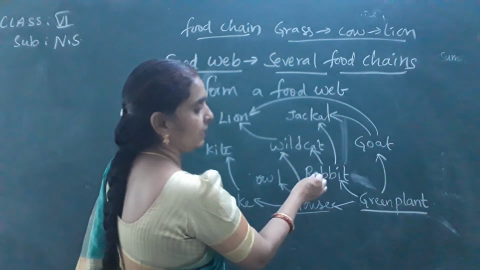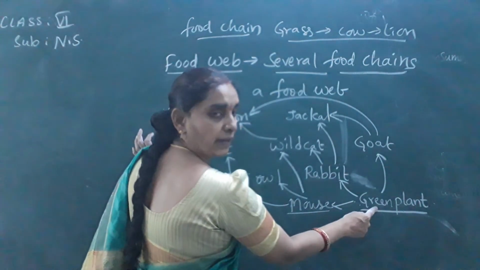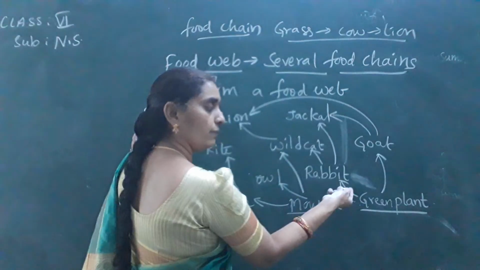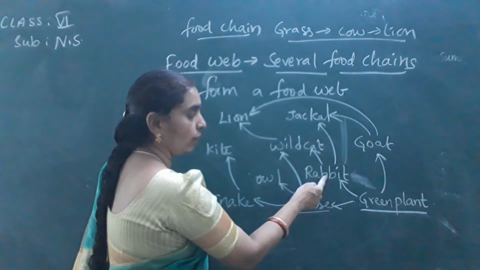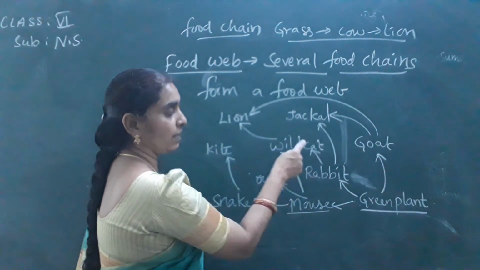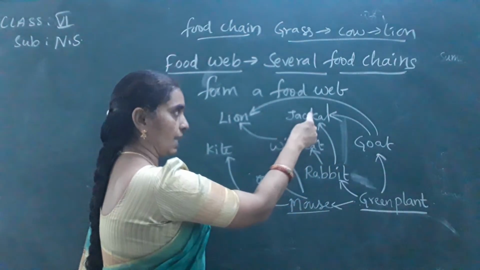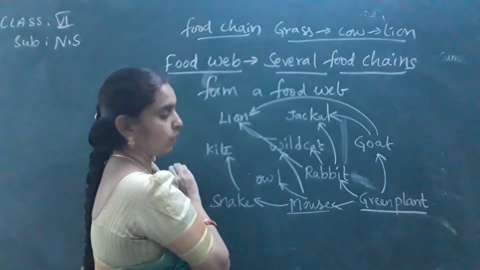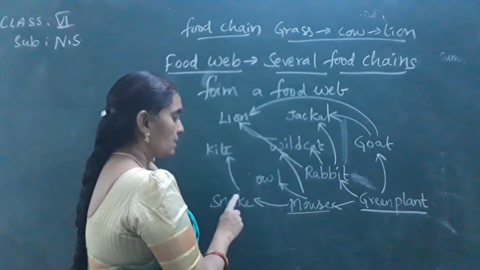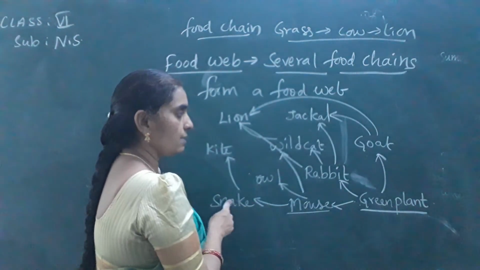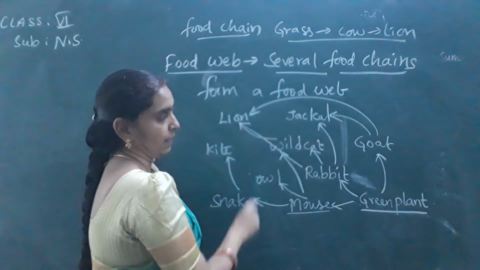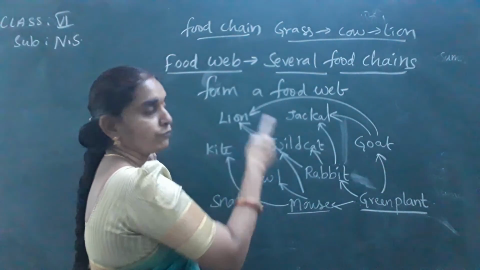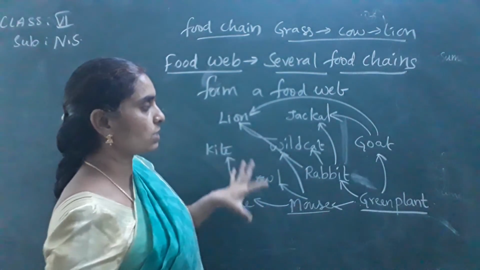Rabbit eats grains from the green plant or any products like carrots and so on. And it is also eaten by wild cat. It is eaten by jackal. It is also eaten by lion. In fact, snake is eaten by kite, and snake is also eaten by wild cat at times. This is the food web. Hope you have understood this, children.